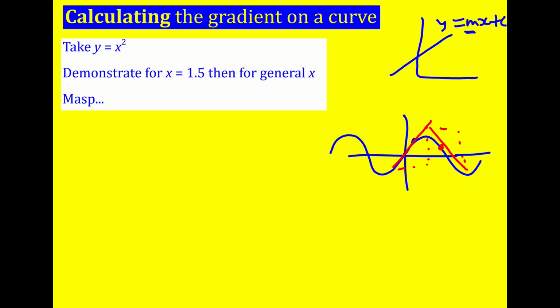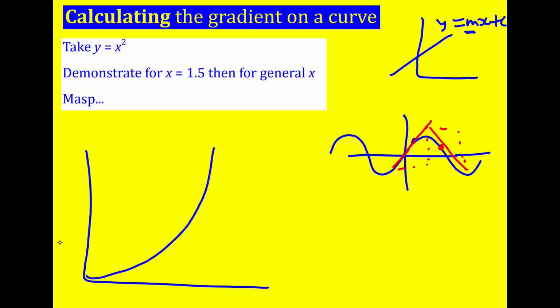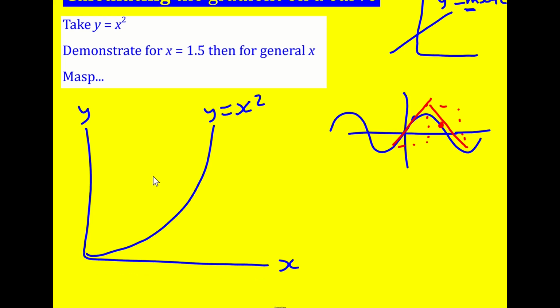We're going to have a go at calculating the gradient on a curve that's not a straight line. So let's look at y equals x squared. This graph looks a bit like this. I'm only going to draw it for the positive quadrants, positive values of x and y. Then I'll set it up, and I'll explain why I'm doing this in a bit, but I'm going to choose the point 1.5. I just happen to have chosen that. And that's the point that I want to find my gradient at.